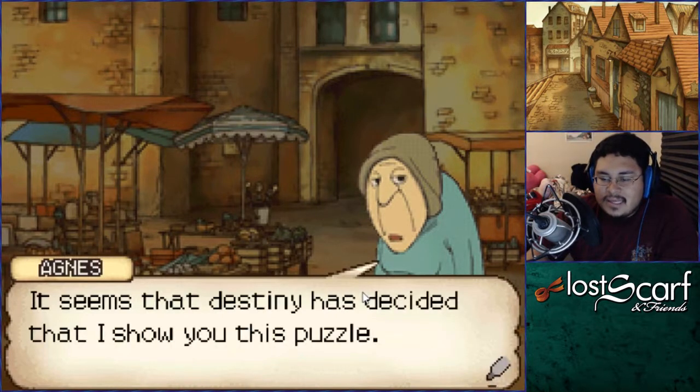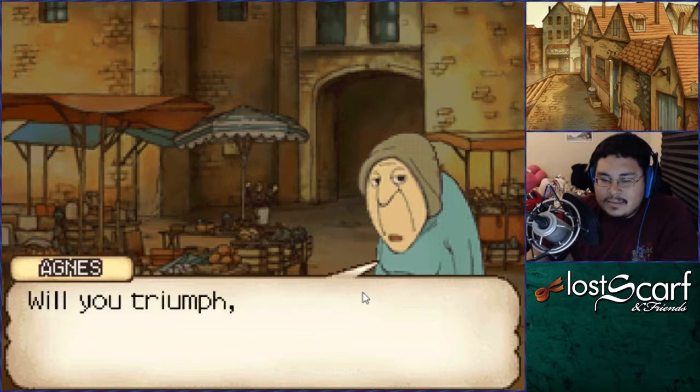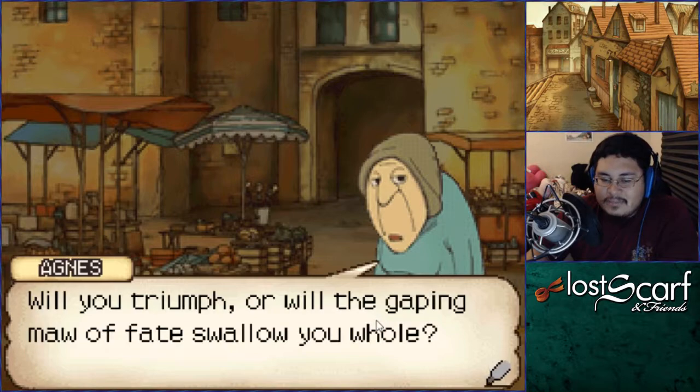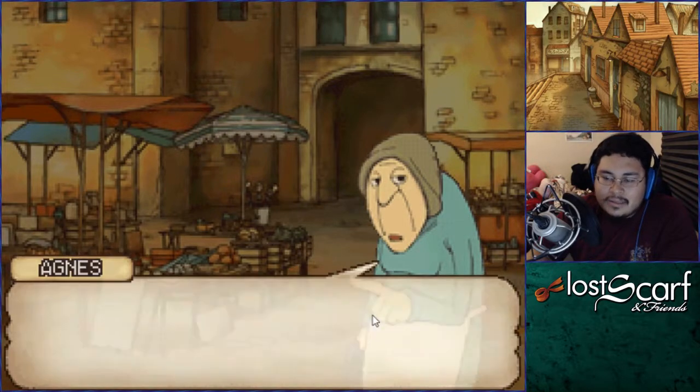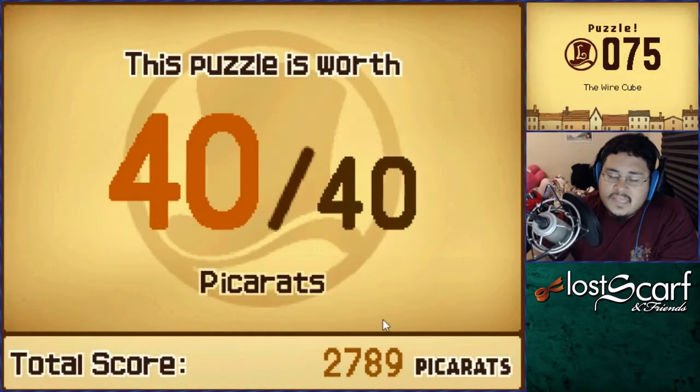It seems that Destiny has decided that I show you this puzzle. Will you triumph, or will the gaping maw of fate swallow you whole? Let's not get gaped.